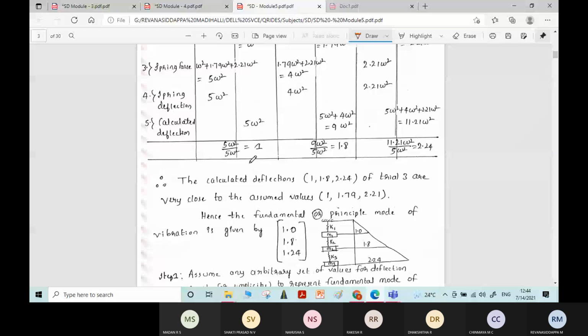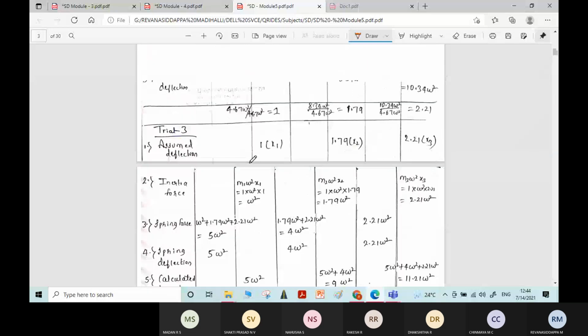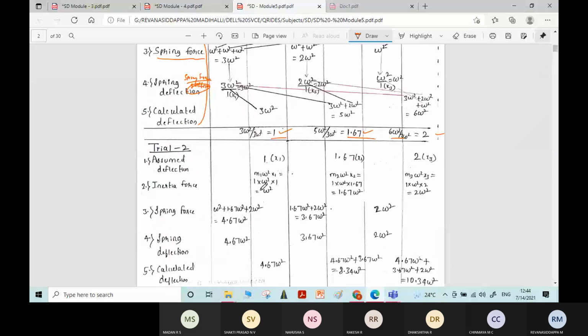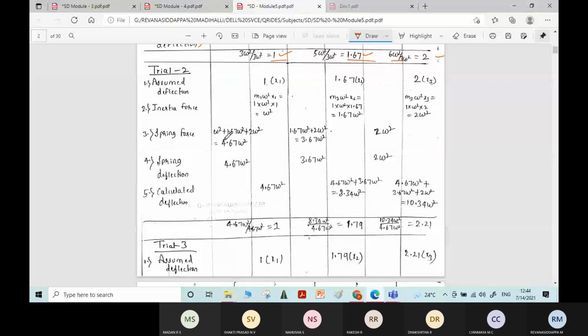Now assuming the deflections are 1, 1.67, 2, the same procedure we need to follow. Now x1 becomes 1, m1 will be 1 only. x2 becomes 1.67 here, earlier it was 1 only. x3 becomes 2. Calculate the spring force. For mass 3, the spring deflection 4.67 omega square divided by the corresponding spring value is 1 only. The stiffness value is 1 only, so it becomes 4.67 only. Same values you get.